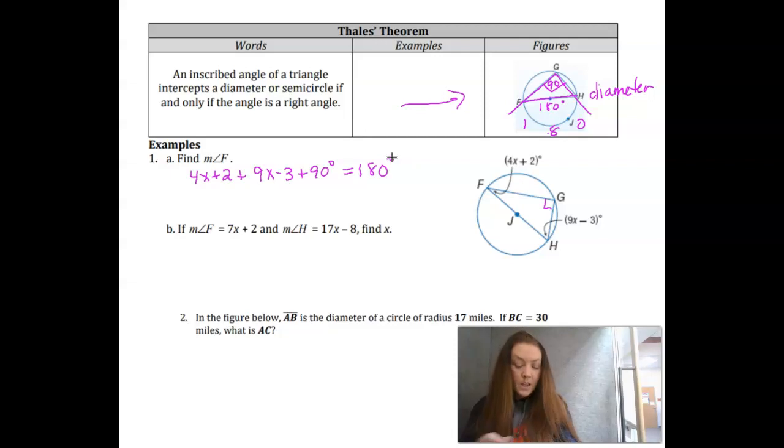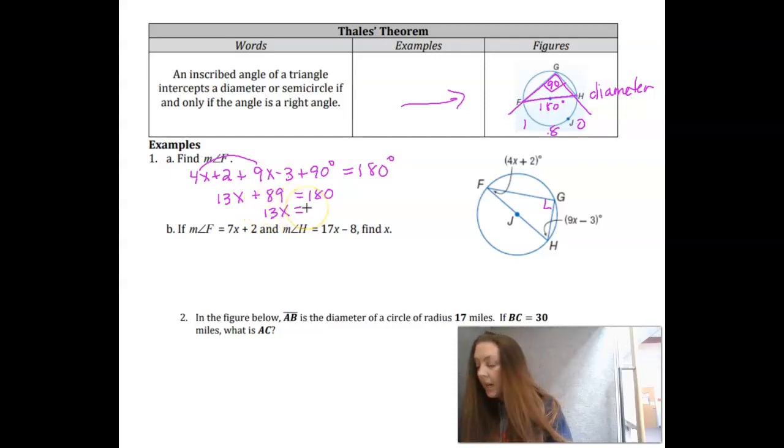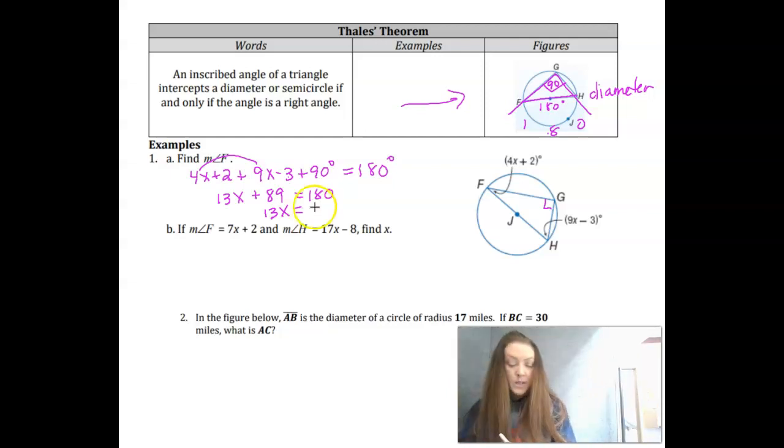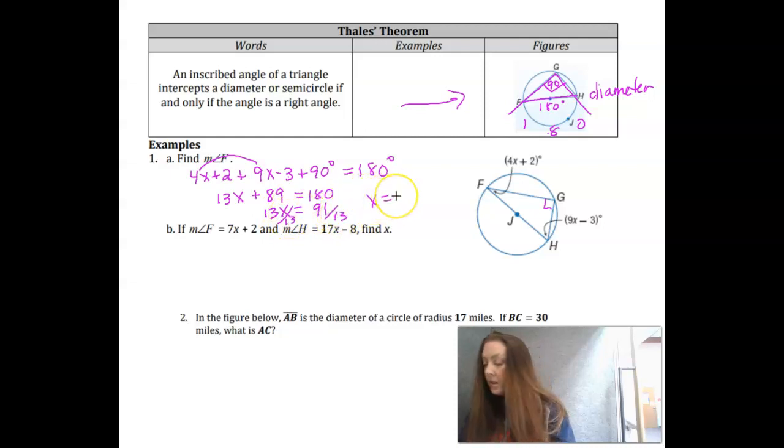Okay? So I'm just going to combine like terms. I get 13x. 2 minus 3 plus 90 is 89. So I can subtract 89. So 180 minus 89 is equal to 91. And then those are being multiplied, so I'm going to divide by 13. So x equals 7.